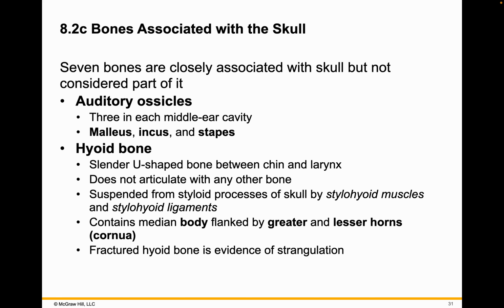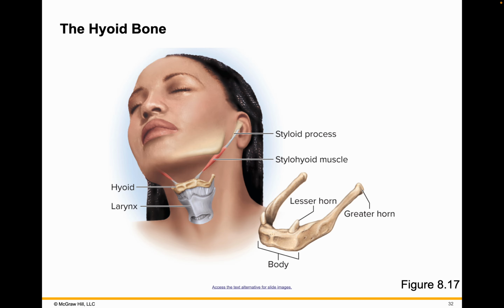It's suspended from the styloid process of the skull by the stylohyoid muscles and the stylohyoid ligaments. It has a median body flanked by the greater and lesser horns, and it's often noted in your CSI shows, your crime shows, because the act of manual strangulation tends to fracture the hyoid bone, so that's one of the things they look for to see if someone was strangled.